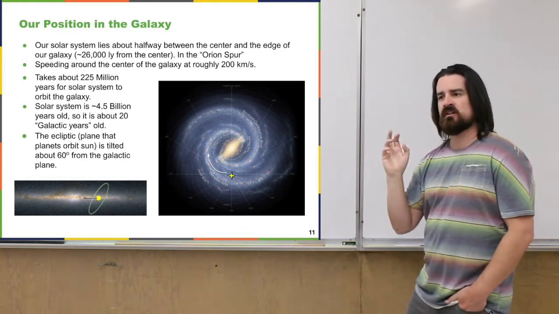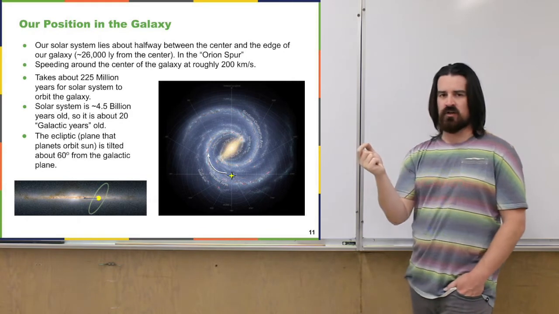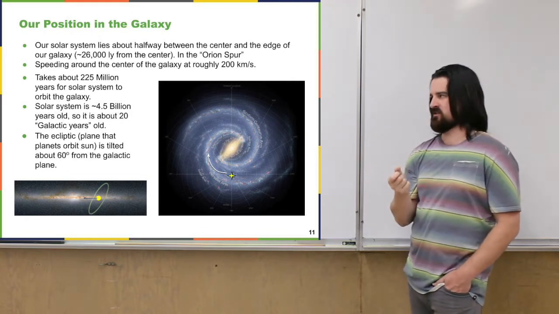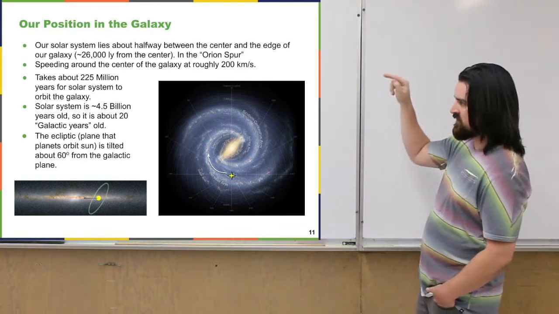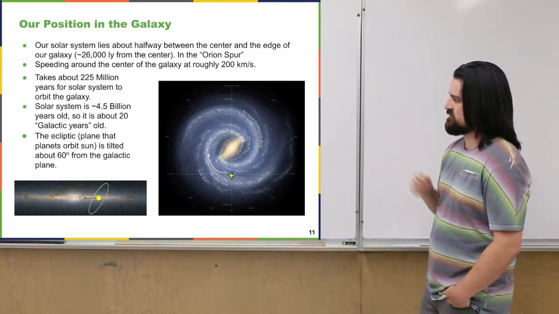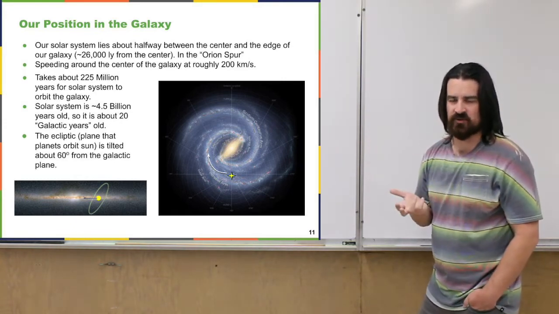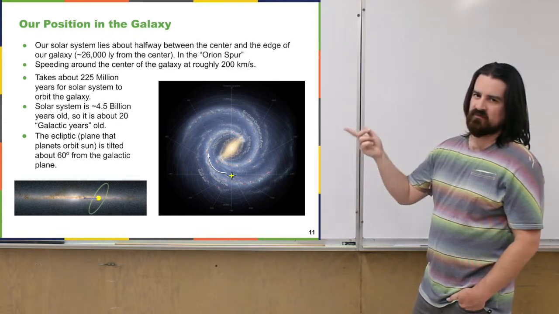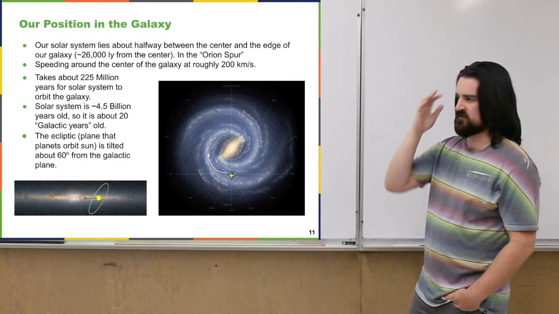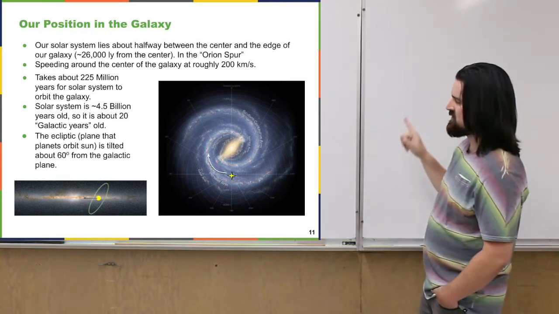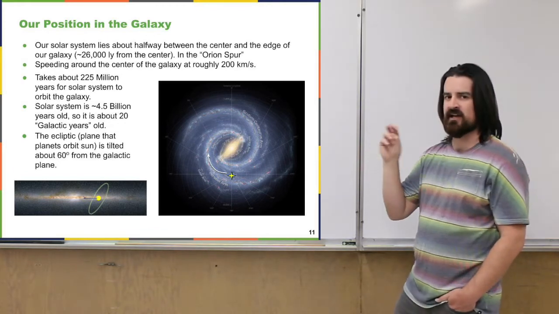And just like for the Earth, we call a year on Earth the time it takes for the Earth to go all the way around the sun and come back to where it started. A year in the galaxy, or a year for our solar system, is 225 million years, how long it takes to go all the way around. And since our solar system is about 4.5 billion years old, it works out that our sun and planets have gone around the center of the galaxy about 20 times. So our whole solar system is only about 20 galactic years old.